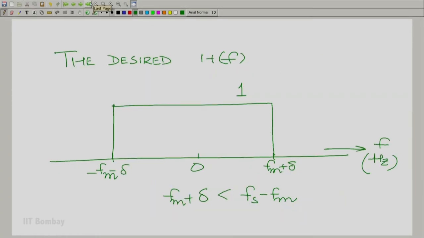Now let us look at this drawing again of the desired H(F). You have FM just a little before, and minus FM here. One could have argued that you could have kept this desired H(F) 1 between minus FM and plus FM, and then 0 afterwards. But what is the problem there? The problem is that you might have a tonal component at FM, meaning there might be an impulse in the frequency domain at FM. When will that happen? That would happen when you have a pure sinusoid. You recall that there are impulses in the frequency domain when you have pure sinusoids. So there is a tonal component at FM, and if you make the H(F) cut off at FM, you could have trouble with that tonal component. So you need to keep FM plus delta as the cutoff. This is an important and a subtle point.